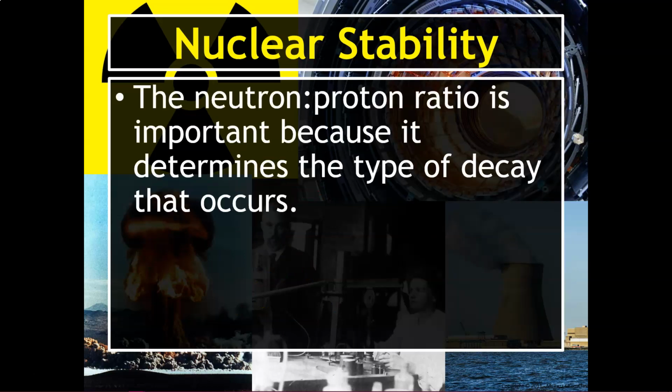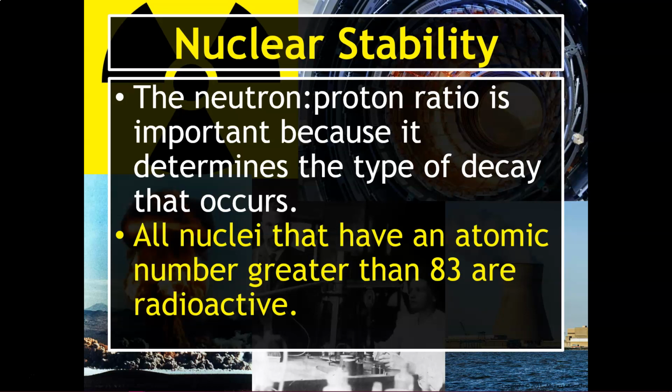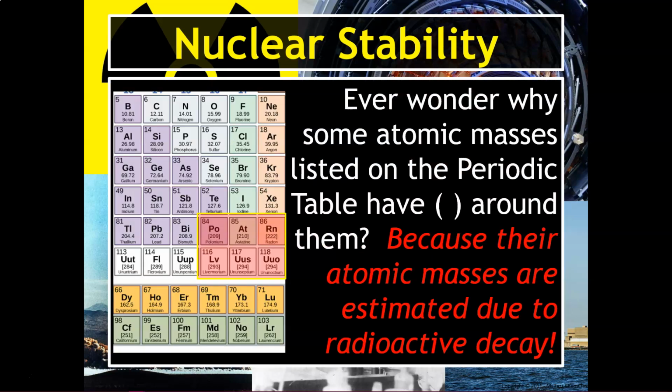The neutron to proton ratio is important because it determines the type of decay that will occur. All nuclei that have an atomic number greater than 83 are radioactive. And again, back to my initial discussion, do you ever wonder why some atomic masses listed on the periodic table have a parentheses around them? Well, it's because their atomic masses are estimated due to radioactive decay. These elements have unstable nuclei, and they will decay, and so we approximate those atomic masses.